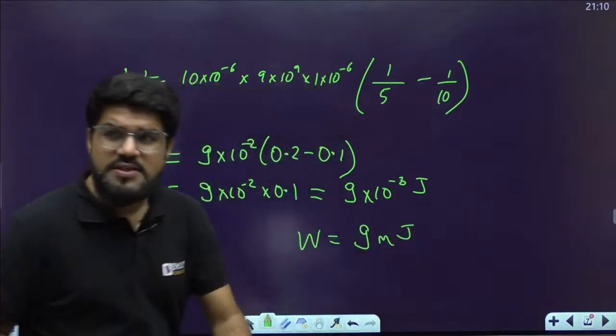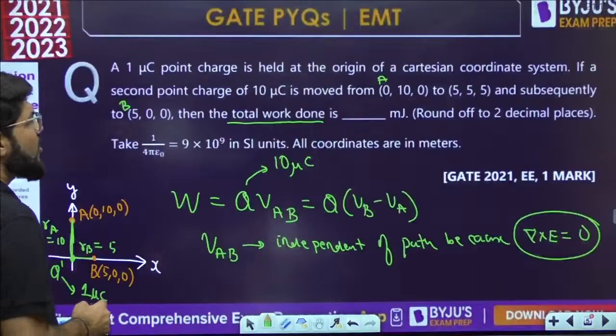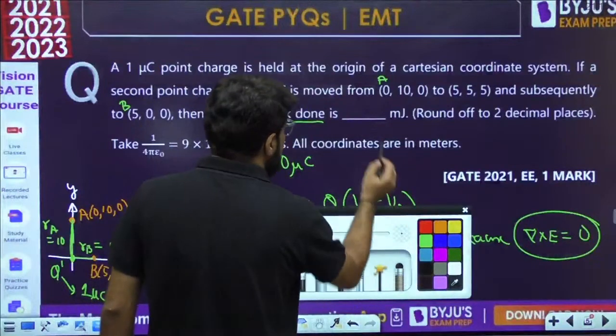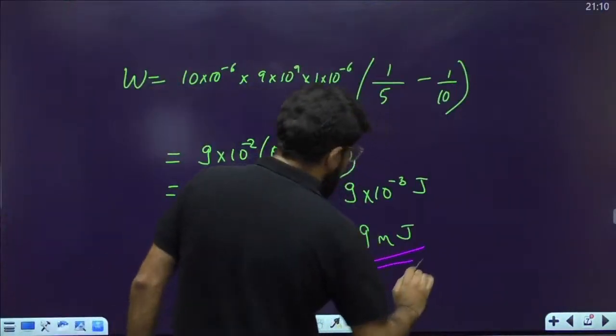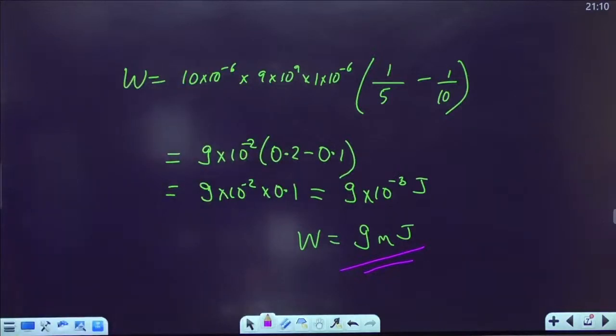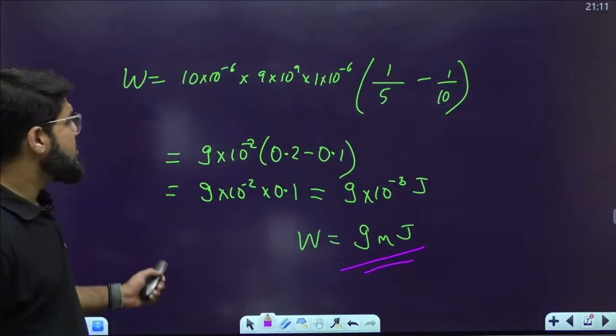What is the unit in which they are expecting the answer? Okay, they are also expecting in millijoules. So in terms of millijoules, your answer is 9. The correct answer is 9 millijoules.